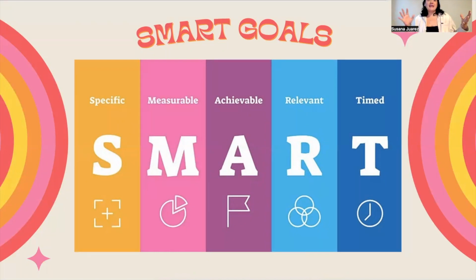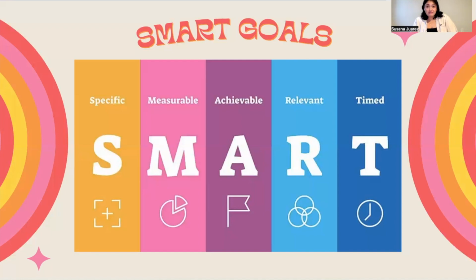It's relevant, which means that it has something to do with what you're doing in your life. So this goal is going to be relevant to my life because I'm in college and I'm trying to graduate college, and it's timed. So timed is where it's important because my goal is going to be for how long the semester is.